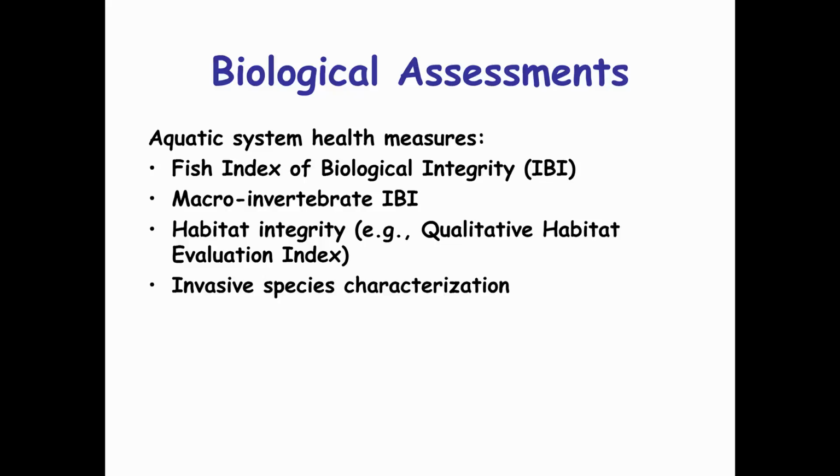Invasive species characterization: are there zebra mussels, different kinds of invasive plants like milfoil, curly pondweed? Are those species present and thereby helping to cause impairment in the water quality?